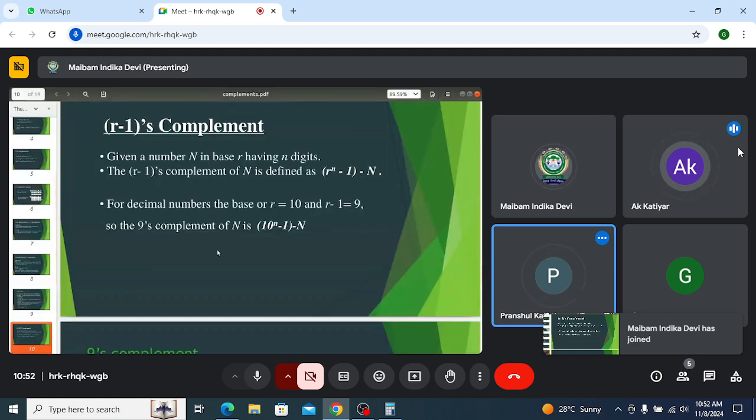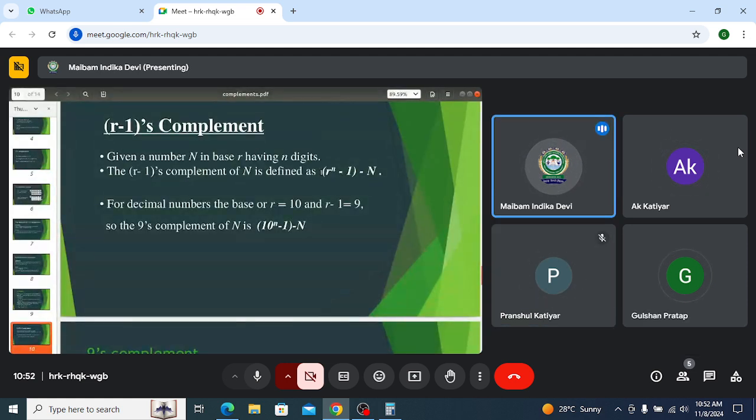Yes, ma'am. Okay, so here in the formula, in the previous R's complement you have R to the power n minus N. There is no minus 1 involved. Here we have an extra minus 1. That's why the name R minus 1's complement. The only addition we have here is R to the power n minus 1.